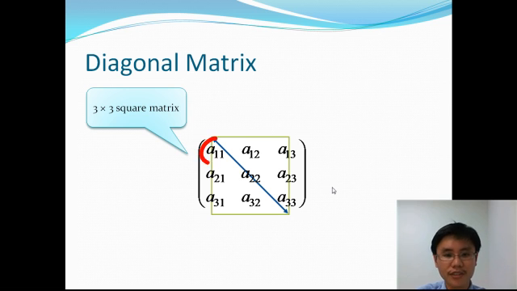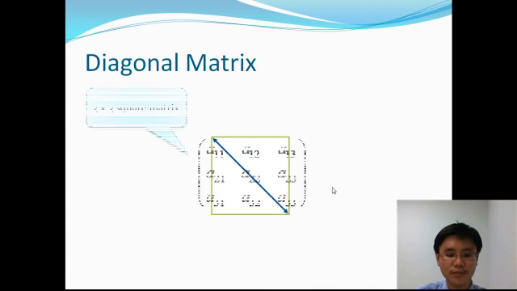Yes, the elements A11, A22 and A33. Which elements do not lie on the diagonal? Yes, the elements A12, A13, A21, A23, A31 and A32.